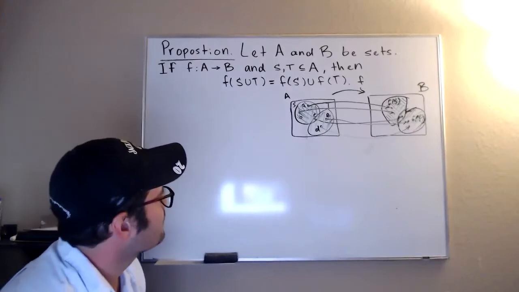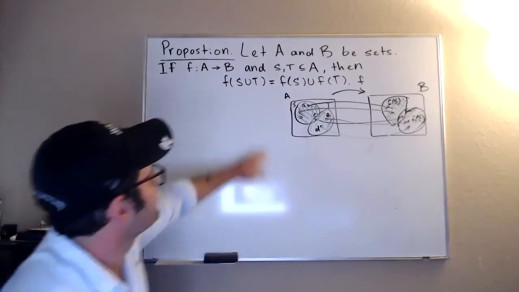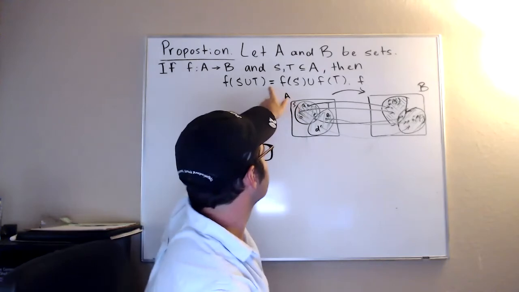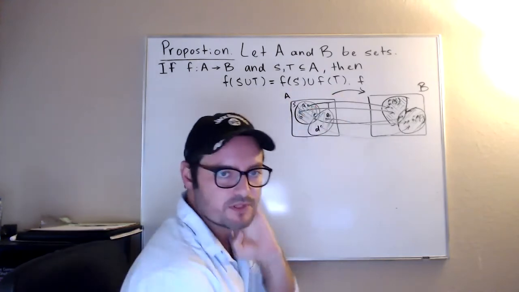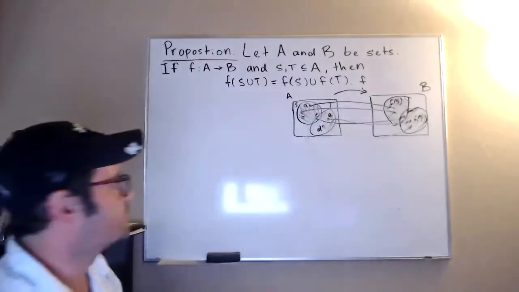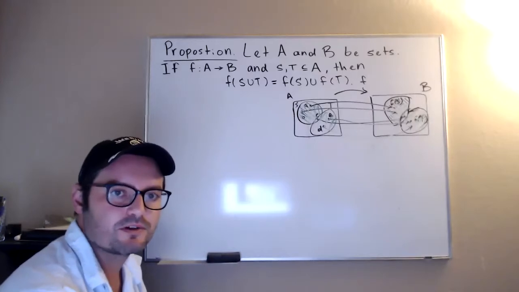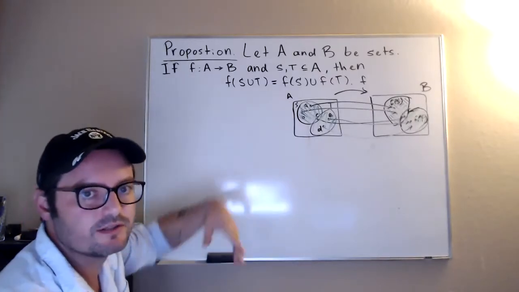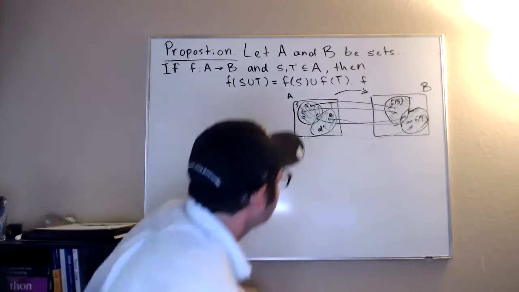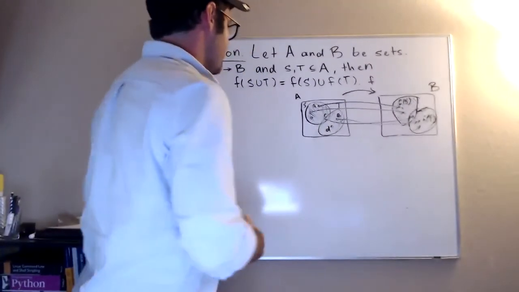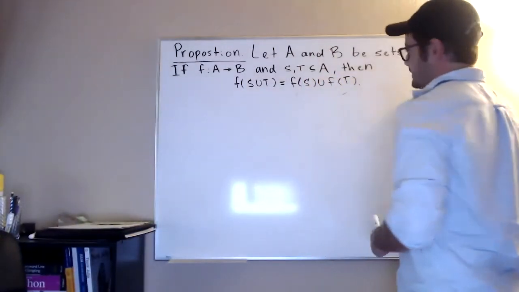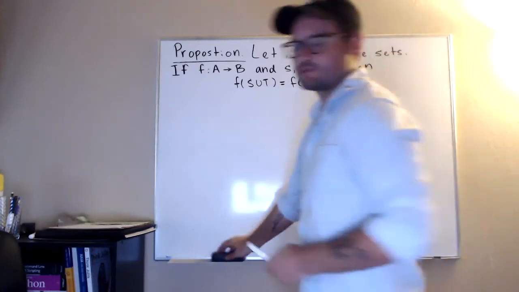So now I see that I have a set. The image of a set is equal to the union of two sets. So the way that you're going to do this is by using an element argument, where you show that that's a subset of that, and then that's a subset of that, and then you're done. Okay. So let's work through the scratch work first.